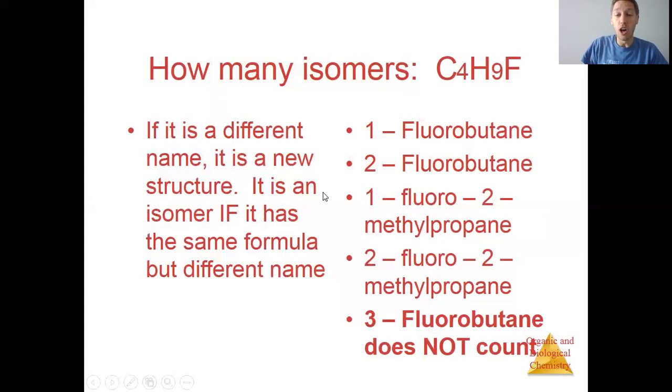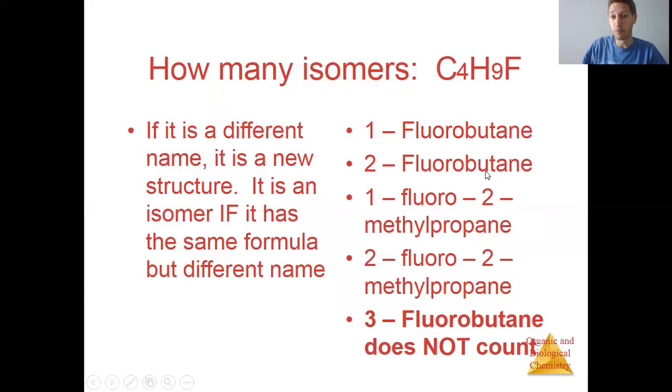So when you draw it out, if it's a new structure and it has a new name, it's an isomer, but it has to have the same chemical formula. If it's the same name, it's not a new molecule, all right? So here are some examples that would be isomers. We could put the fluorine on the first carbon. We could put the fluorine on the second carbon. So 1-fluorobutane, 2-fluorobutane, those are isomers of each other.